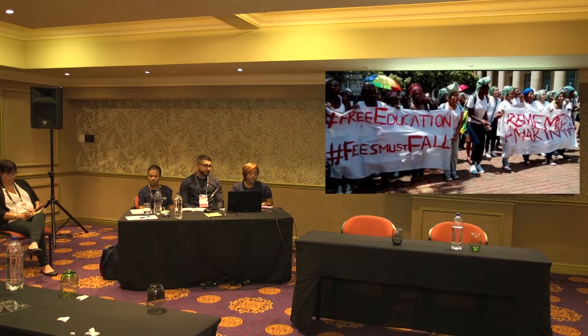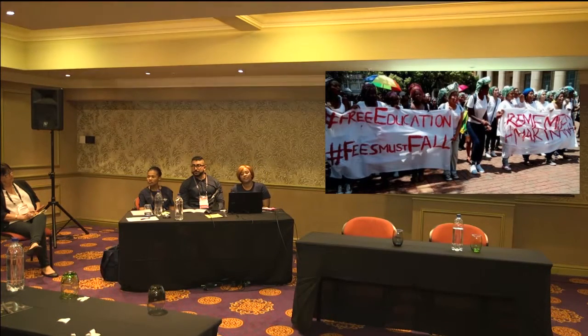Looking at the other picture with the Feesmustfall. The Feesmustfall is the student-led protest movement that began mid-October in 2015, which was a response to an increase of fees by the government. The protest started from Wits University and it spread through University of Cape Town, the University of Pretoria, Rhodes University, and it rapidly spread to other universities.